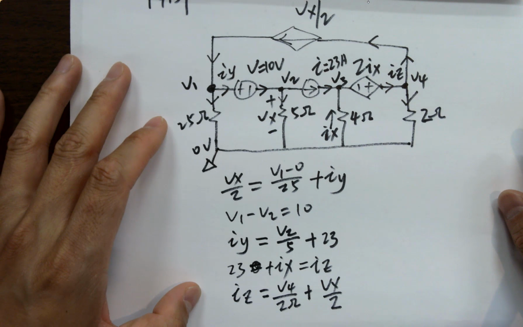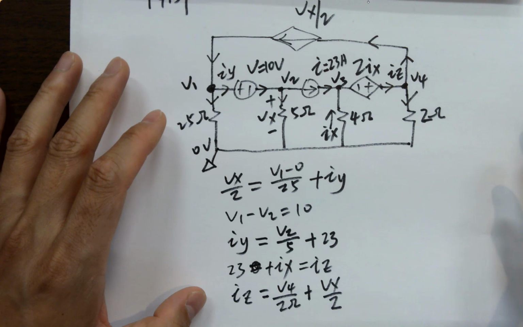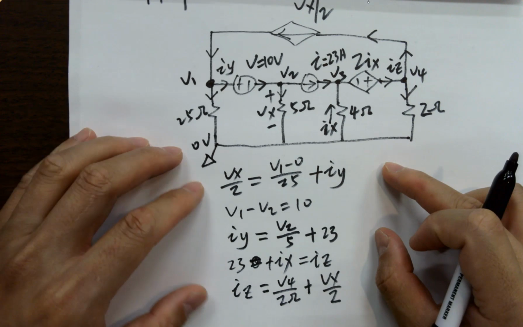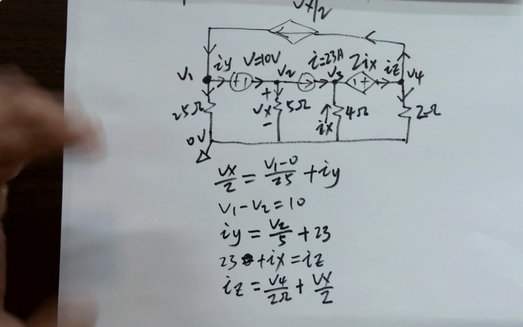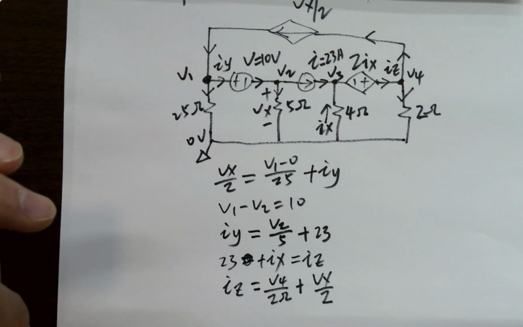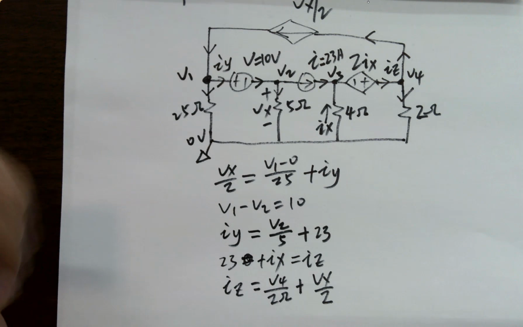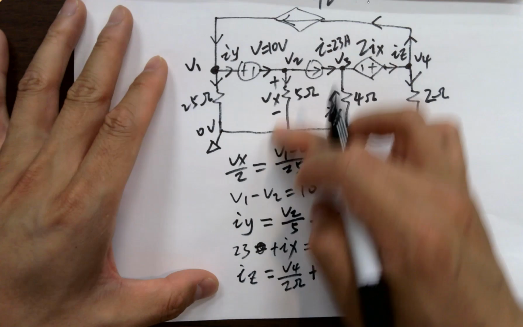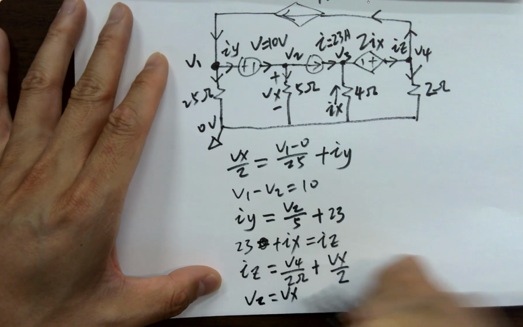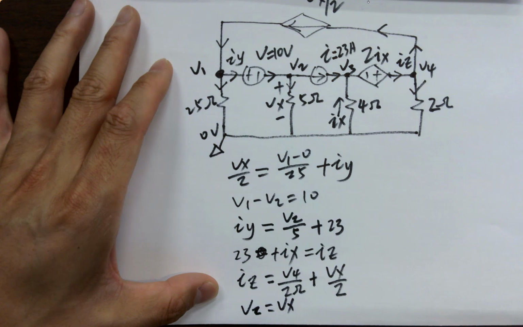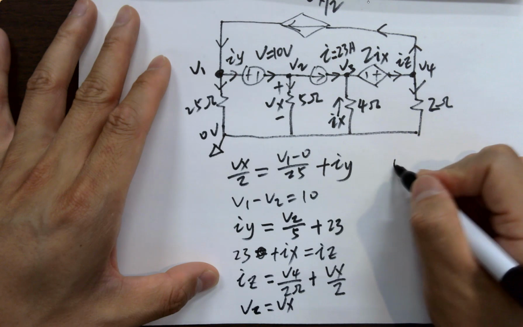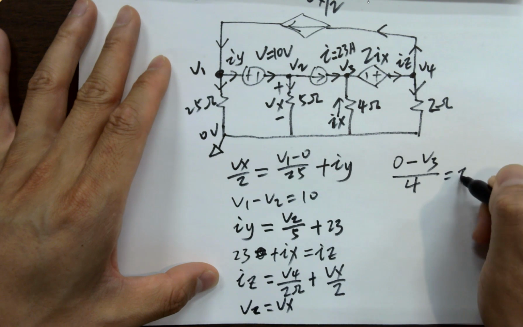V1, V2, Vx, so many variables. Let's just count how many variables we have. V1, V2, Vx, so 3 Vs. Ix, Iy, Iz. 6 variables. We need 1 more, which is V2. V2 is basically Vx, right? V2 is Vx. Anything else? Here's Ix. So we know that 0 minus V3 over 4 ohms is basically Ix.